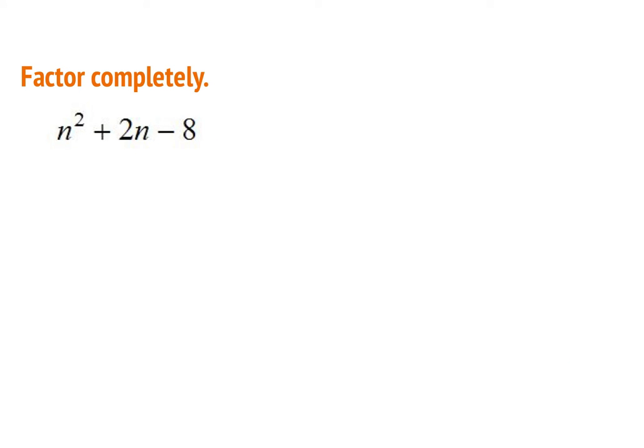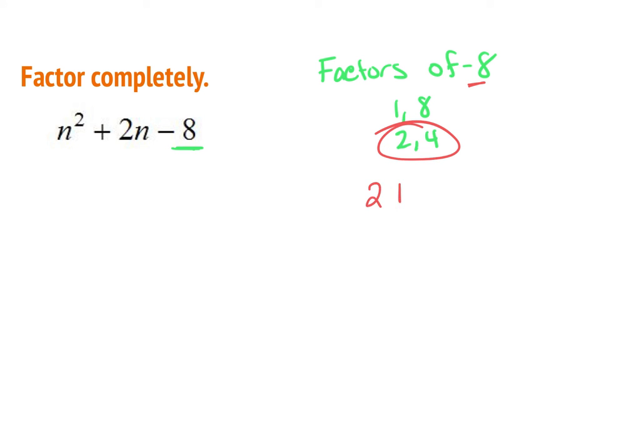So again, I need to play around with my numbers. Factors of 8. Factors of 8 are just going to be 1 and 8, 2 and 4. They must multiply to negative 8, so one of them must be negative. I'm going to try 2 and 4. So 2 plus negative 4 gives me negative 2, and it needs to be positive 2, so that won't work. So negative 2 plus 4 gives me positive 2. So that is the winner.